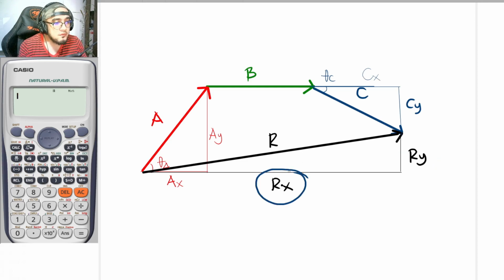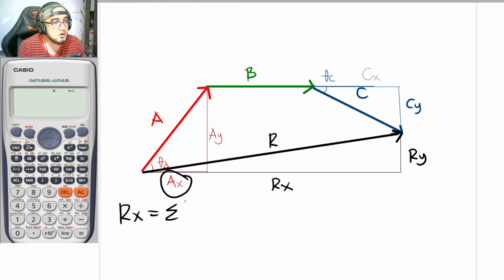So the value for your Rx is actually the summation of all the x components, but you must consider direction. This is just an example; it would be up to you to assign your sign convention. I would be assuming that all horizontal components going to the right are positive. That is just my assumption.